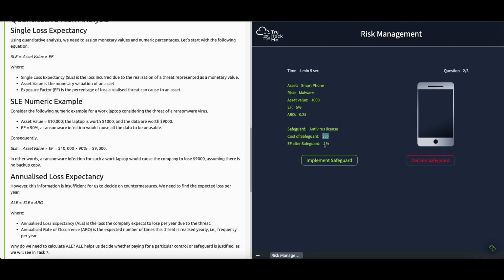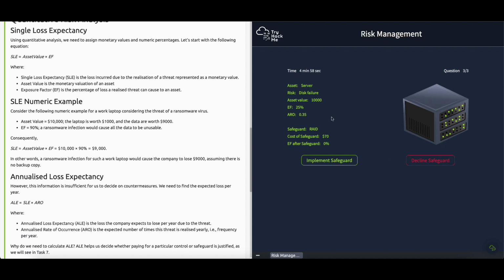But EF after safeguard is 1%. Let's calculate 1000 with 1%. The answer is 10. And 10 times this one is 2.5. 2.5 plus $50, it is $52.5. At the beginning the cost was around $12, but now it's more than $12. So we have to decline safeguard.